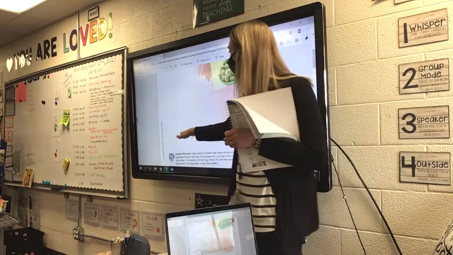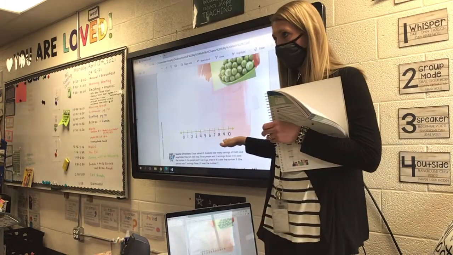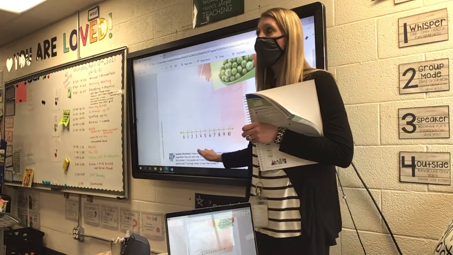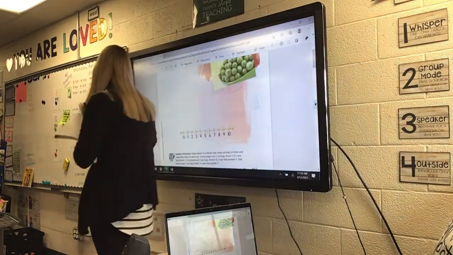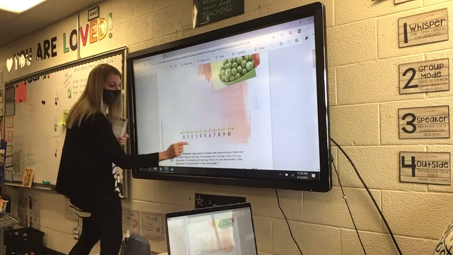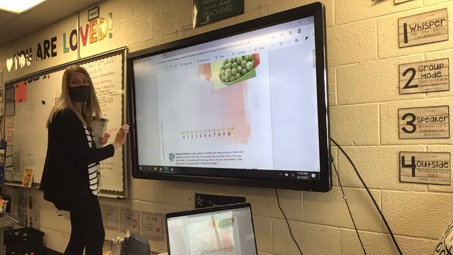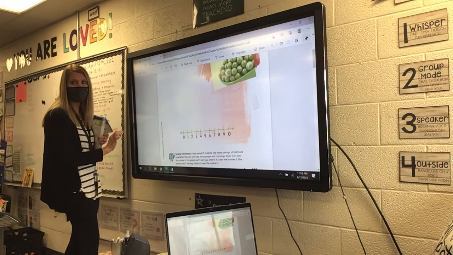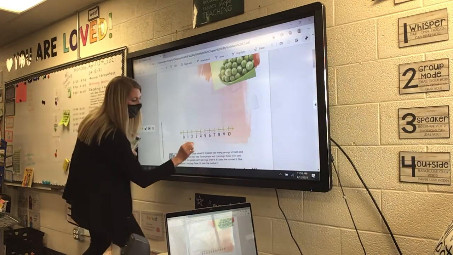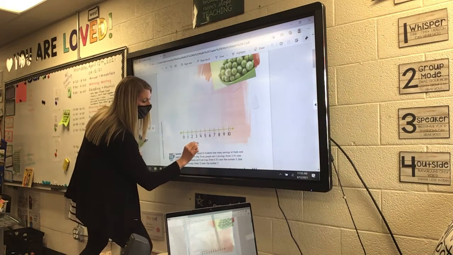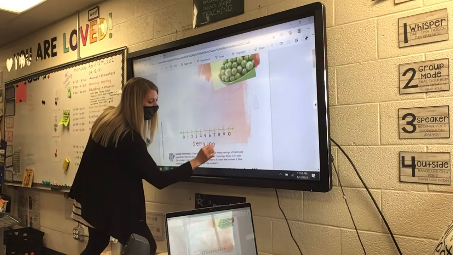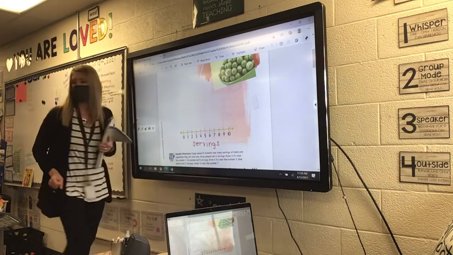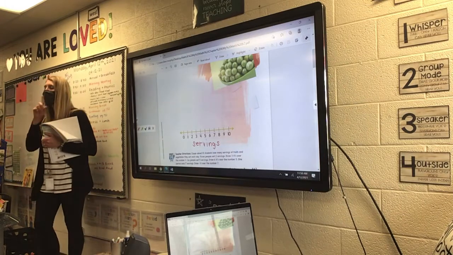So look down here at our line plot. We are going to label this servings at the bottom. So with your pencil, we're going to write underneath here servings. S-E-R-V-I-N-G-S. I don't think they did this.